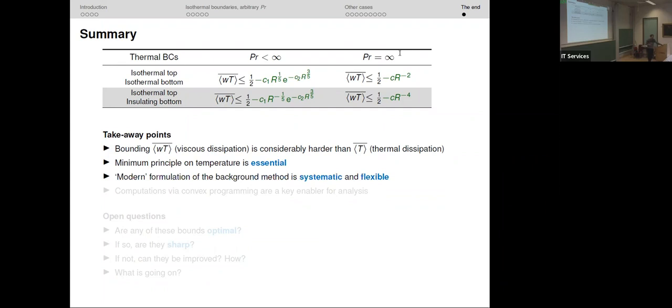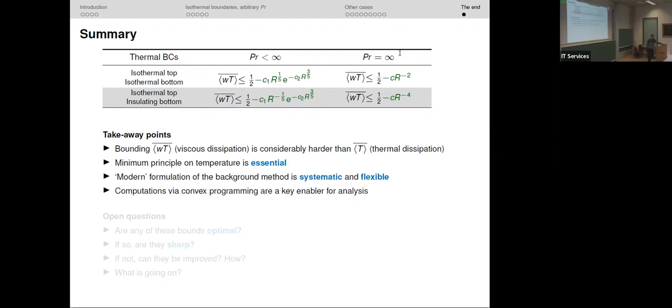The way in which these bounds are derived, aside from the technicalities, I think is quite interesting, because we have this modern, I would like to say, formulation of the background method, which makes it very systematic, very flexible. We can start to add constraints like this minimum principle on the temperature, but you could even start to derive conditional bounds. You could say, well, if my temperature satisfies these conditions, then I would obtain a bound that behaves in this way. So you can start to play around with the framework and probe the system to see what you would have to prove in order to achieve a certain result.